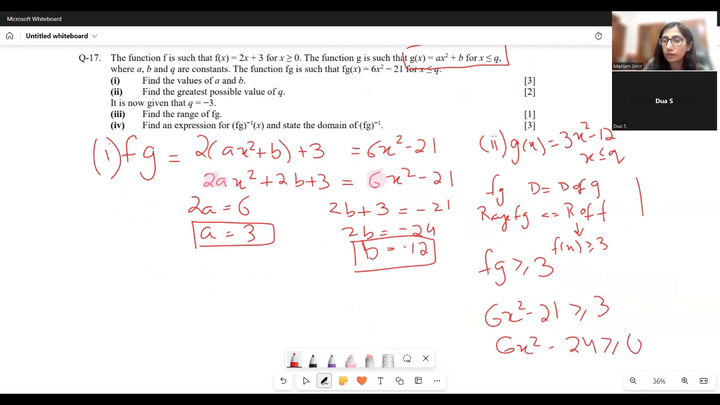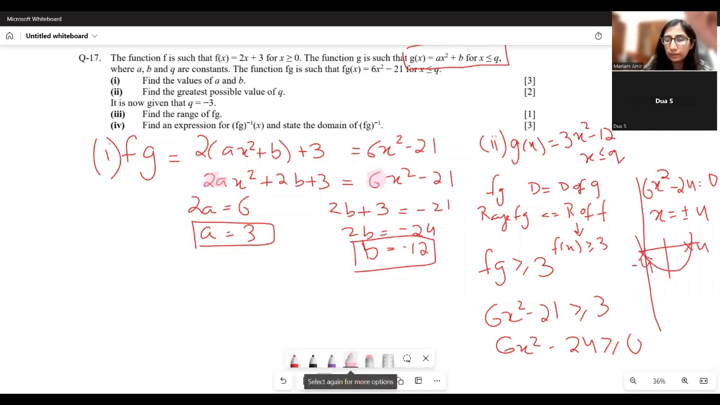Solve this quadratic inequality by treating it like an equality first. Here 24 divided by 6 is 4, and x will be equal to plus or minus 4. The inequality is greater than or equal to 0, which means we're talking about this region or this region. That means x is greater than or equal to 4 or x is less than or equal to minus 4.